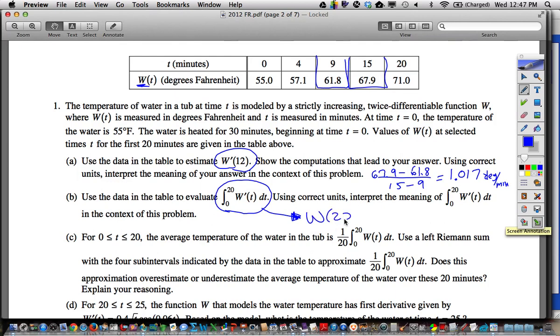W of 20. That's it. It means antiderivative, which would be W, at 20, and the antiderivative at 0, and subtract it. Well, what's W of 20? 71. What's W of 0? 55. 71 minus 55 is 16 what? Isn't it degrees? 16 degrees. What is the meaning in the context of this problem?